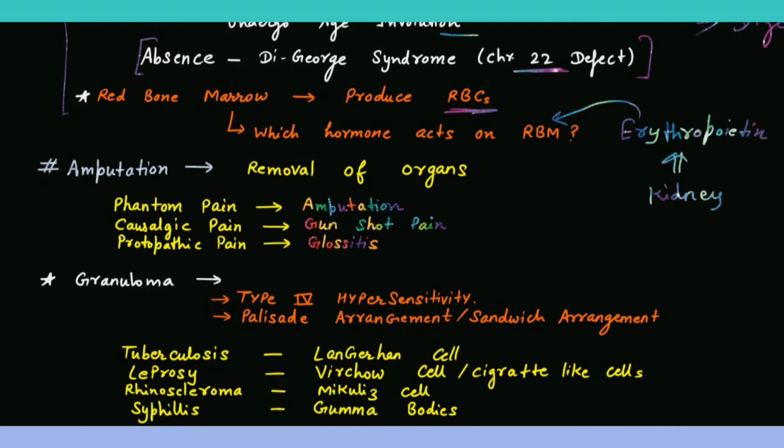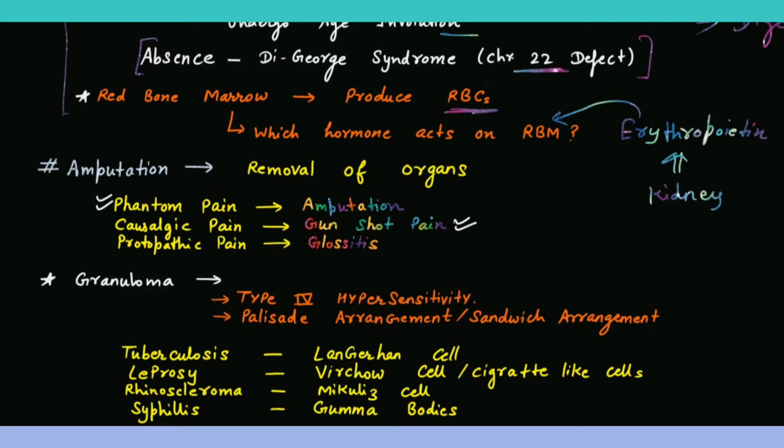So if amputation occurs, then phantom pain will be there. This is the question given in the base: in amputation, which pain will be there? Phantom pain. But if they give in the question gunshot pain, we have the causalgic pain. So in gunshot pain, which pain will be seen? Causalgic pain. Protopathic pain is seen in any glossitis disease or gastrointestinal disease.